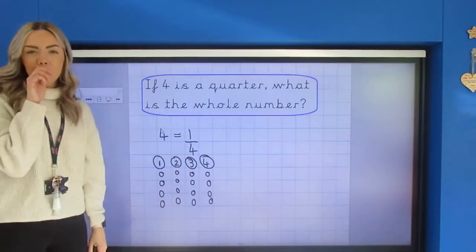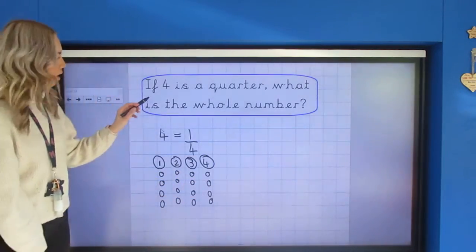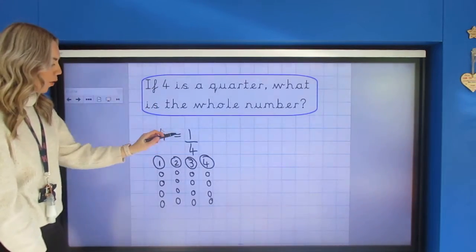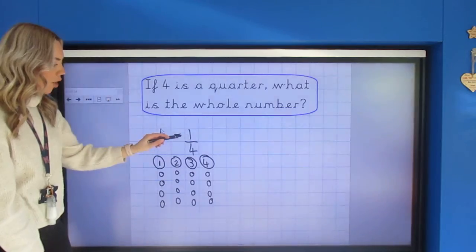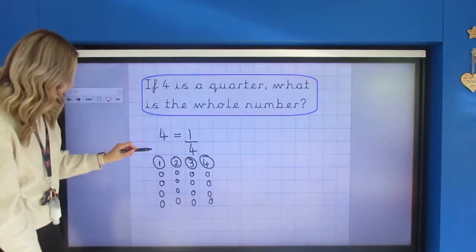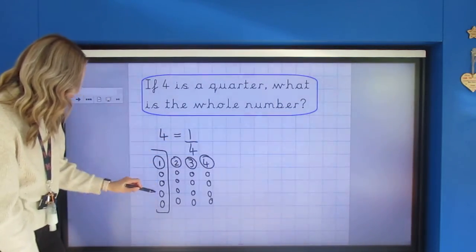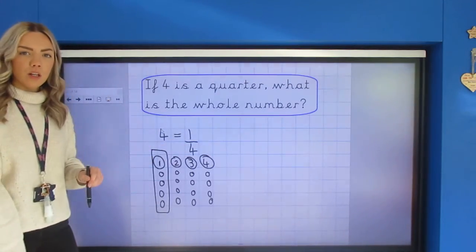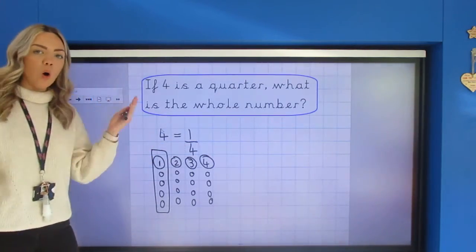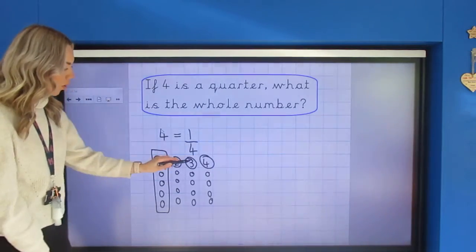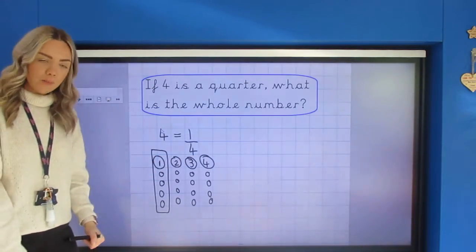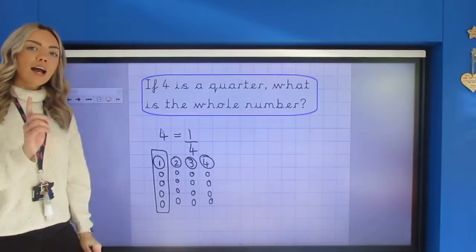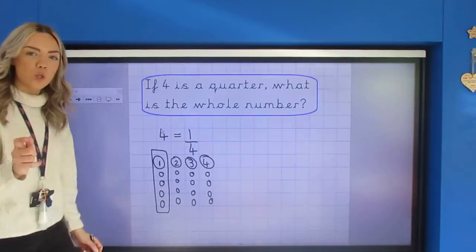Okay, so remember, our question told us that 4 was 1/4. And remember, 4 means that that was 1 group out of 4. So we had that at the beginning, didn't we? We drew 1 group of 4, which is what the 1/4 was. And we know to find the whole number, we needed to find the other 3 equal parts. So now we've drawn them, all we need to do to find our answer is add them all together. You're correct. So let's do that together.